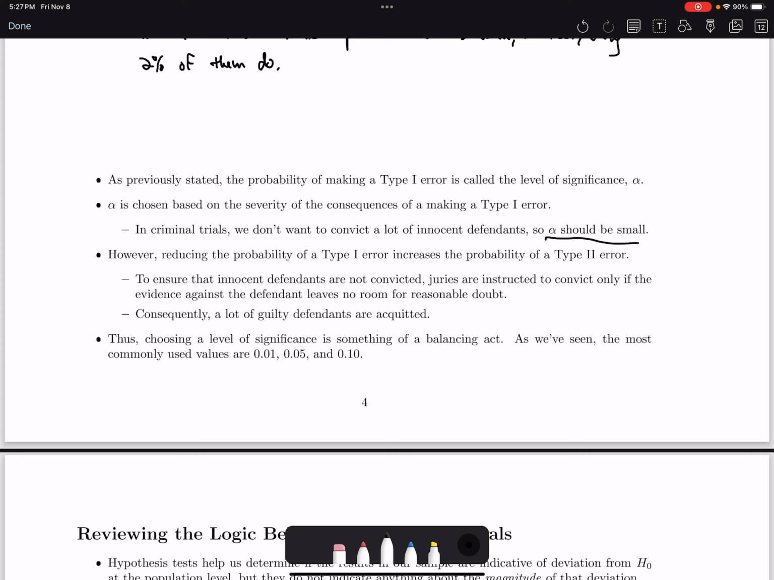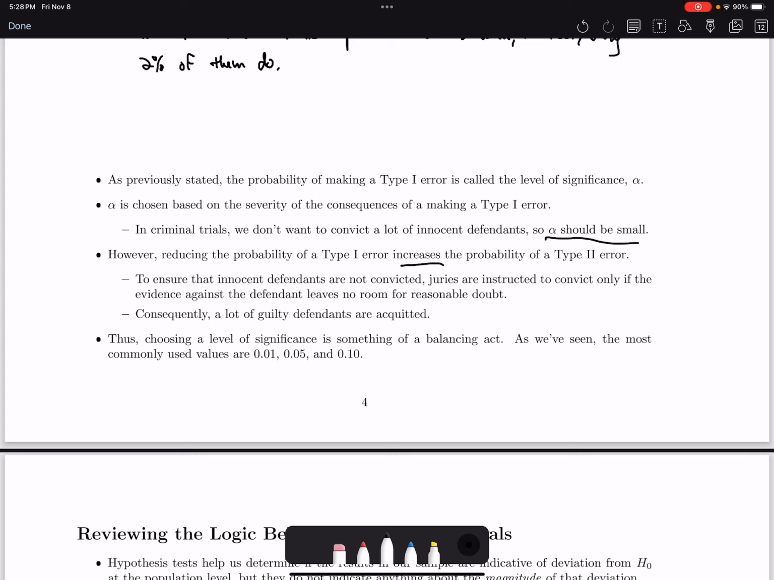And the answer to that is reducing the probability of making a type 1 error increases the probability of making a type 2 error. They're not exactly complements of one another, and both probabilities can be reduced with larger sample sizes, okay? But there's a negative relationship between these two types of errors, right? If you decrease the probability of committing one, you're going to increase the probability of committing the other, unless you're doing something like increasing your sample size, okay?